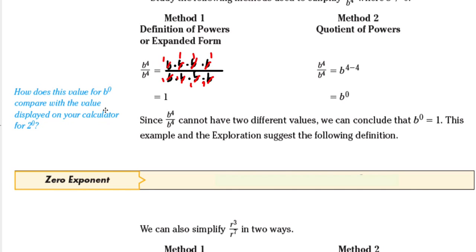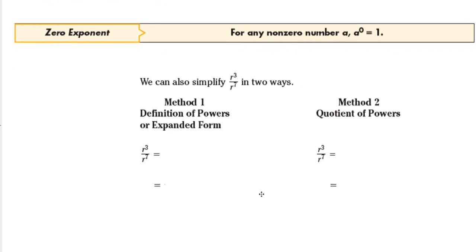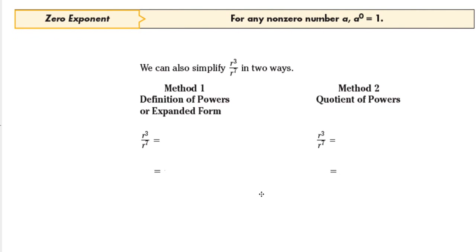Which brings us to the zero exponent property, which simply states that for any non-zero number, a raised to the 0 power is equal to 1. Simply put, anything raised to the 0 power, and I mean anything raised to 0 power, will always be equal to 1. Okay? And let's take a look at a pattern that we can use for our next property.